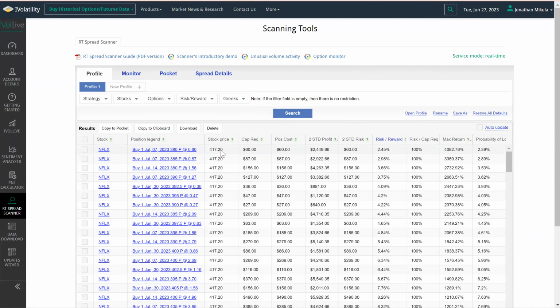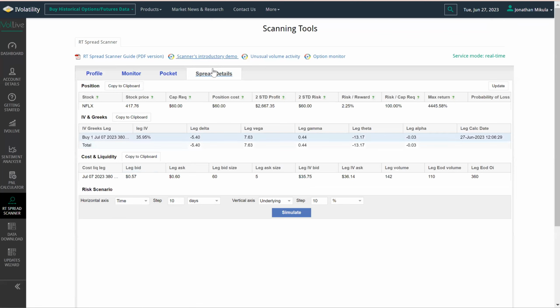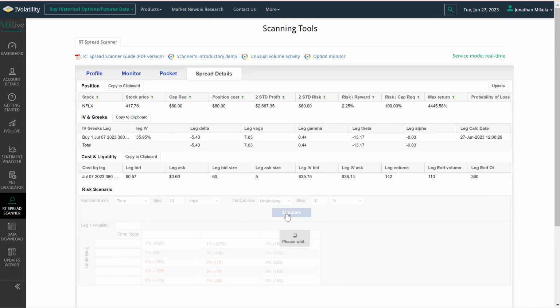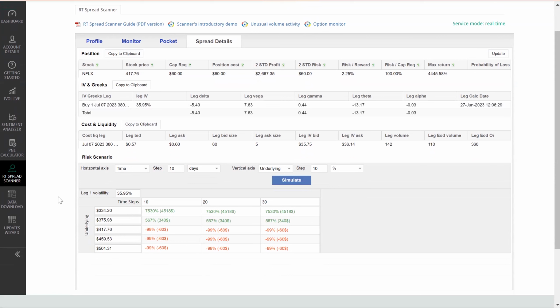So with the stock price currently at 417.20, we would need Netflix to trade below 380 by July 7th for this to be profitable. Now, you don't have to guess on the math, because you could just click on this, come to spread details, and this is very relevant and very useful when you're looking at going long and short, and where underlying price does matter, which of course with selling a put, it would certainly matter.